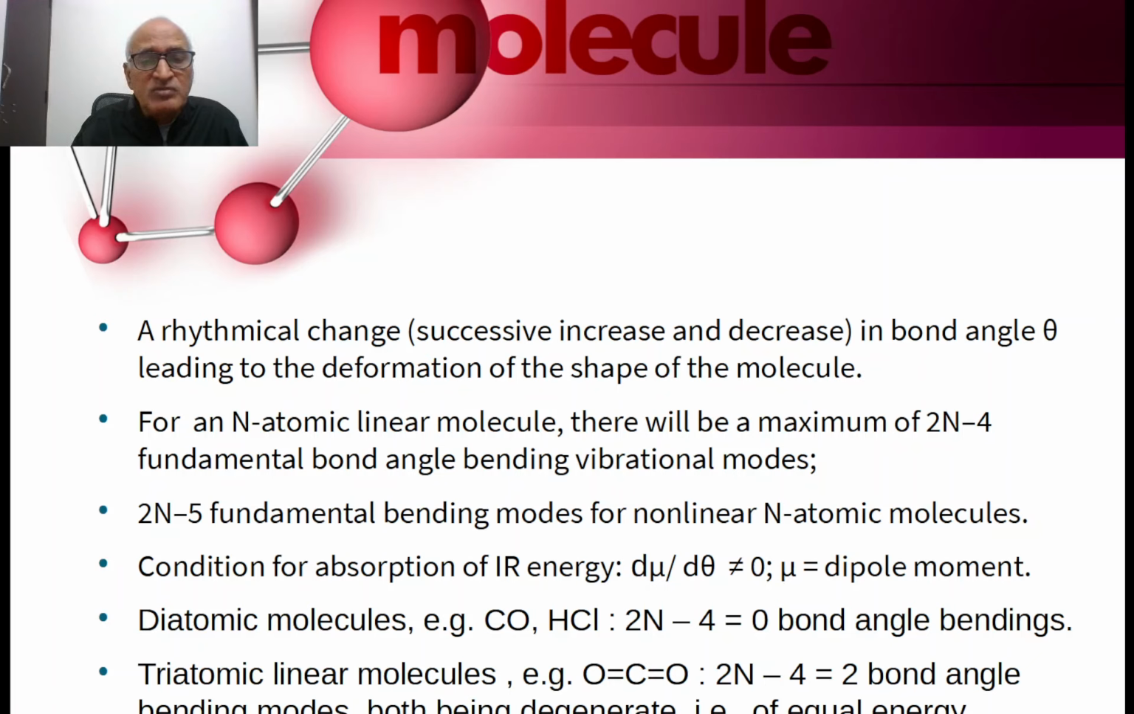If the molecule is triatomic and linear, like CO2, then the formula 2n minus 4 is applicable. It gives two bond angle bending modes. For carbon dioxide, at a later stage I will show the diagram. Two bending modes are possible. Both are IR active, but energetically both are the same, equal. Such situation is described by saying they are doubly degenerate modes. Means the instrument experiences only one frequency. Theoretically, we have two frequencies.